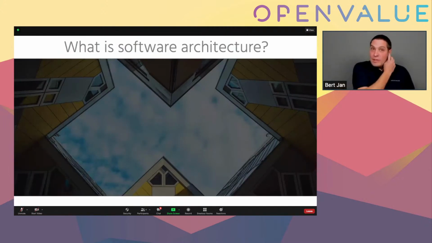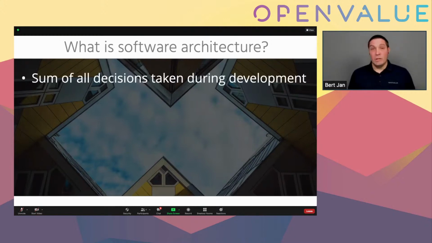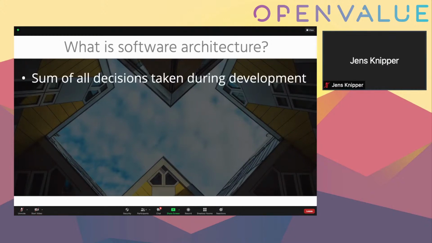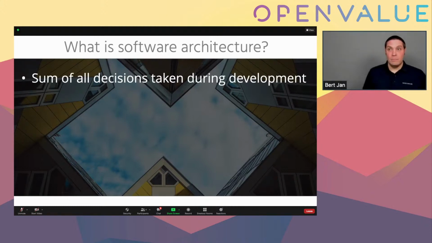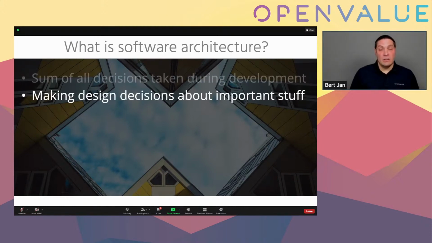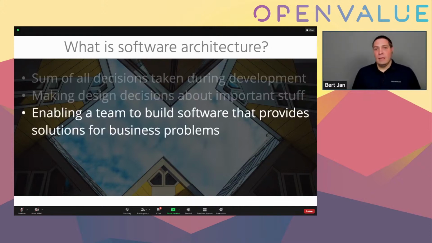So let's start with the first question. What is software architecture? How can we define software architecture? You could say that it's the sum of all decisions you've taken during development. You could say that it's about making design decisions about important stuff. So then what's this important stuff? Well, it's typically the stuff that you hope you got right in the first place when you start the project. And I'd say that it's about enabling a team to build software that provides solutions for business problems. So in the end, the goal of architecture is to allow a development team to help the business accomplish their goals.